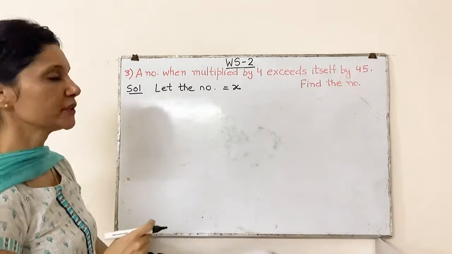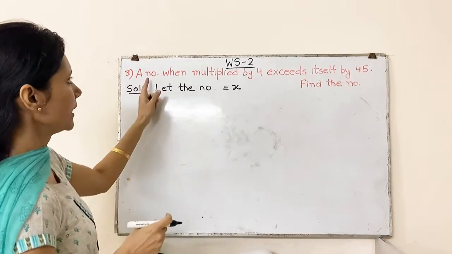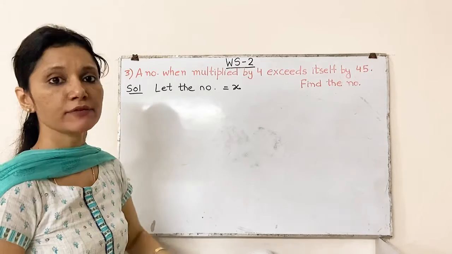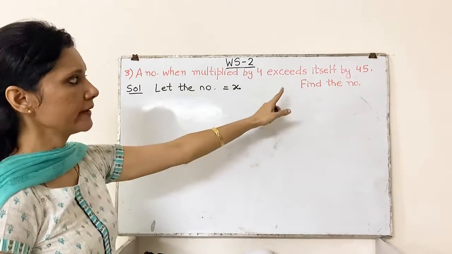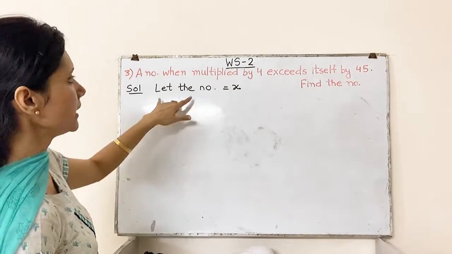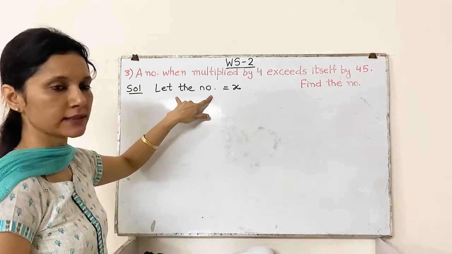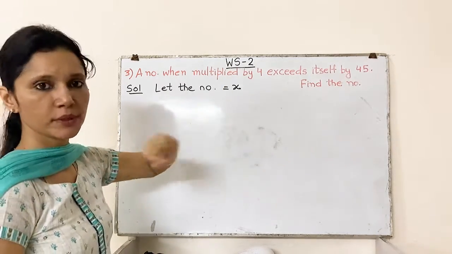Next is question number 3. The question says a number when multiplied by 4 exceeds itself by 45, and we have to find the number. Again, whatever is asked in the question, we will suppose it first in the answer. So let that number be x.